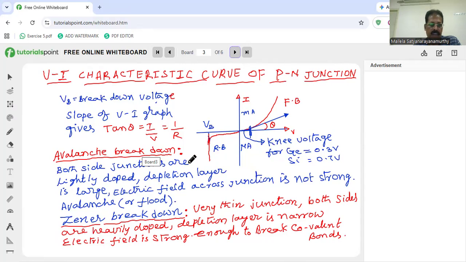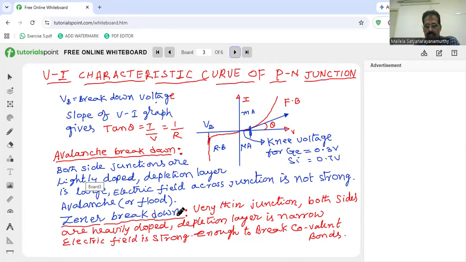Both side junctions are lightly doped in a normal diode. So why does avalanche breakdown occur? Because both side junctions are lightly doped, the depletion layer is large, and the electric field across the junction is not strong. So that's why avalanche breakdown occurs in reverse bias.